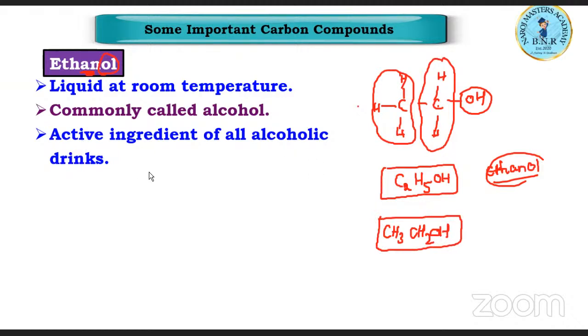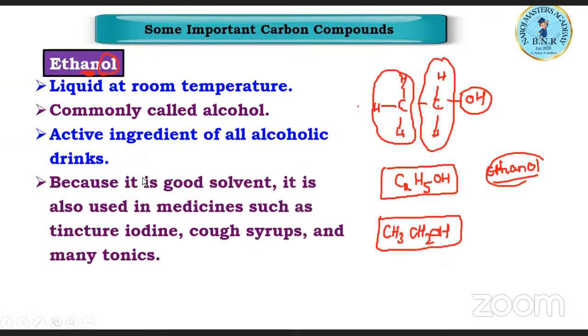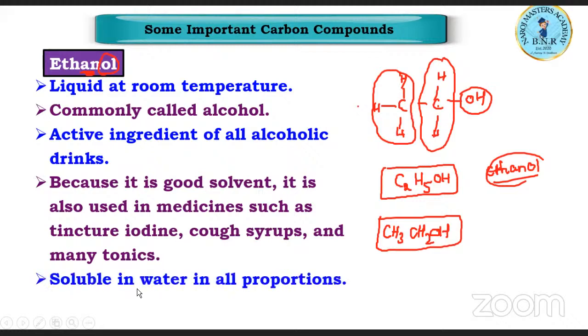Which alcohol is present in the drinks? Simply you can say this is the best ingredient for an alcoholic drink. Because it is a good solvent, it is also used in medicines such as tincture of iodine, cough syrups and many tonics. It is soluble in water in all proportions. At any proportion, if you add it into water, it will dissolve.